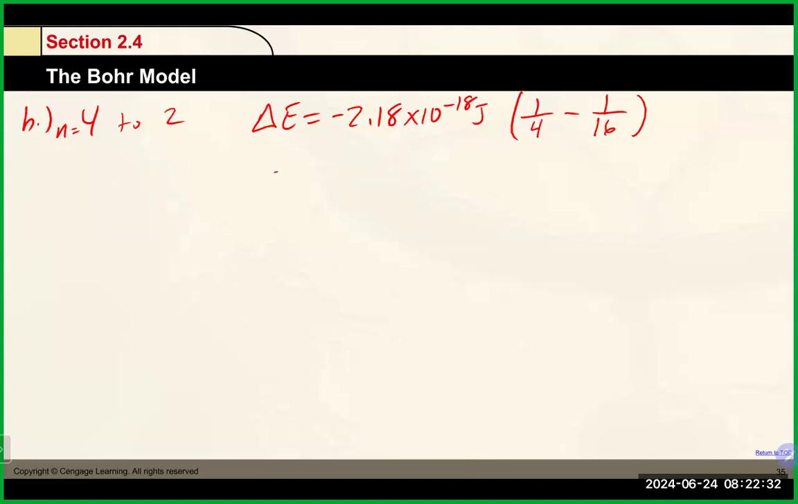And it looks like we will end up with a negative 4.09, we'll call it, times 10 to the minus 19 joules in this case. Once again, this is a negative value, exothermic. As the electron is dropping down in energy levels, it will be giving off that energy.